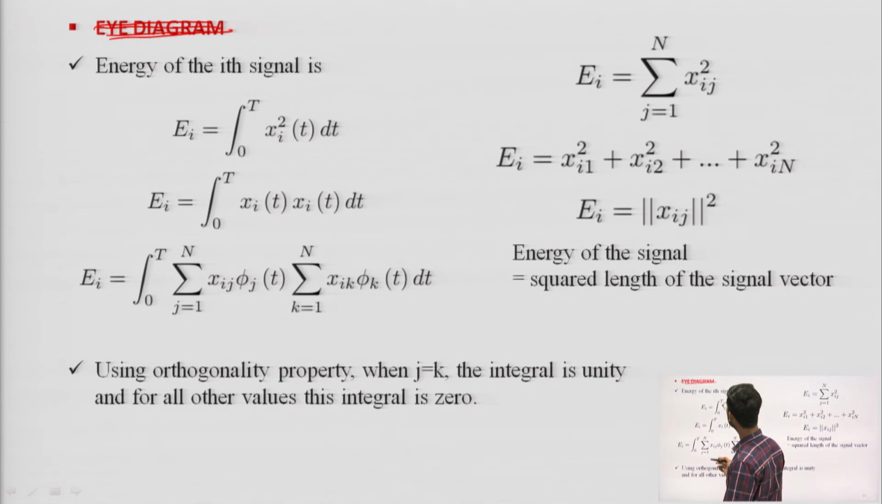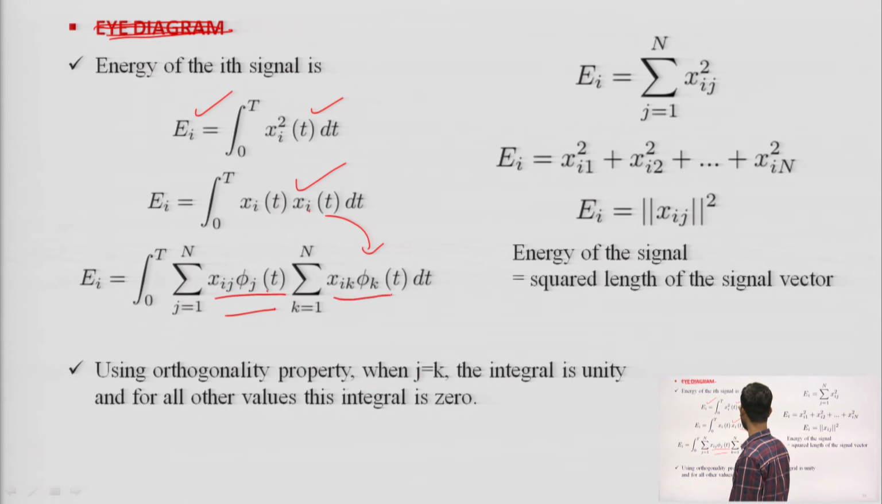Okay, the energy of the ith signal is nothing but the energy equal to Xi squared. This is the energy form. I can write this again, instead of this, as Xij phi jk. Similarly, Xi(t) I can write as Xik phi k(t) dt. Using the orthogonality property, when j equals k the integral is unity, and for all other values this integral is 0. If j equals k, then the integral is unity.